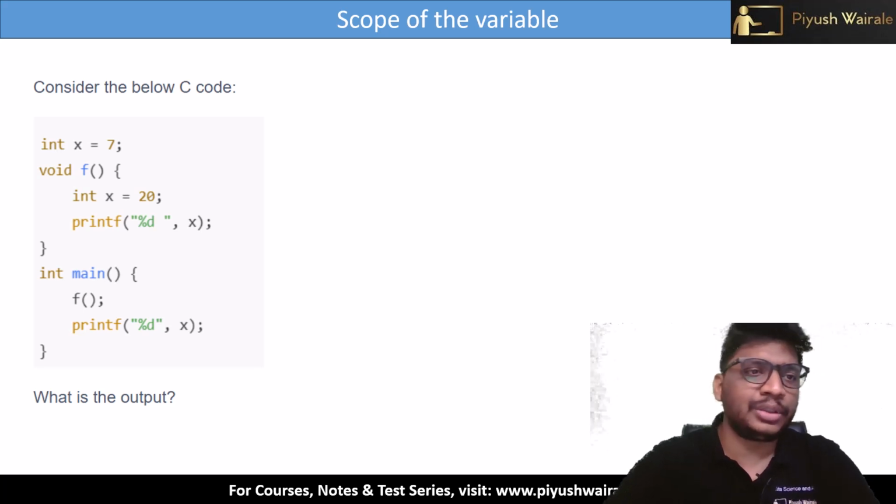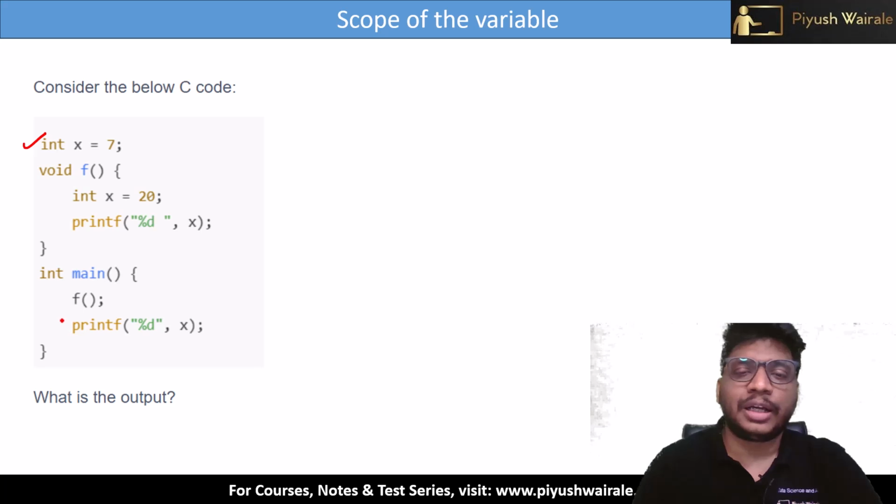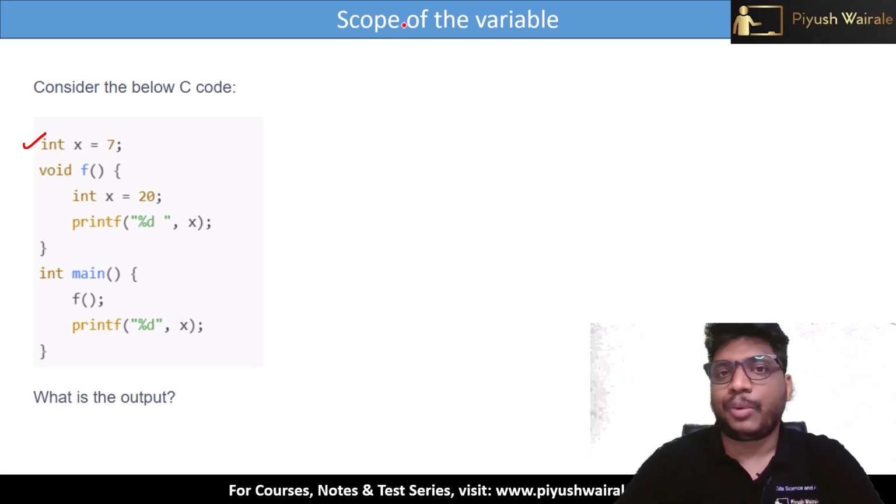Consider the below C code. So code is given to us, and we need to find out what is the output of this particular code. Now see, this particular code is testing your understanding of this particular concept. Now if we talk about the scope of the variable, there are two things.